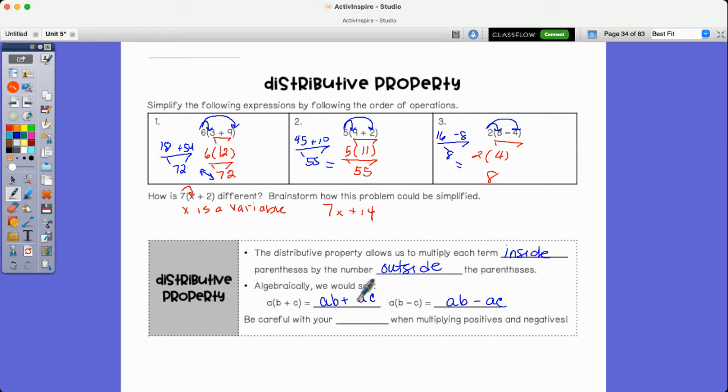Be careful with your signs when multiplying positives or negatives, because that sign is attached to that C. So it's A times negative C, which gives me negative AC.